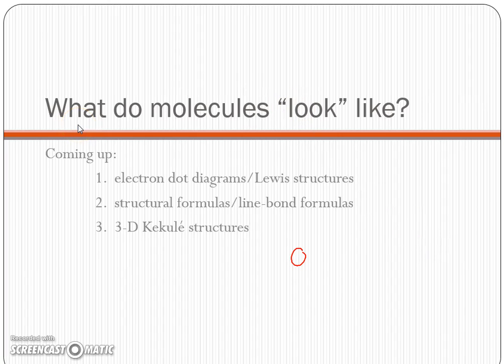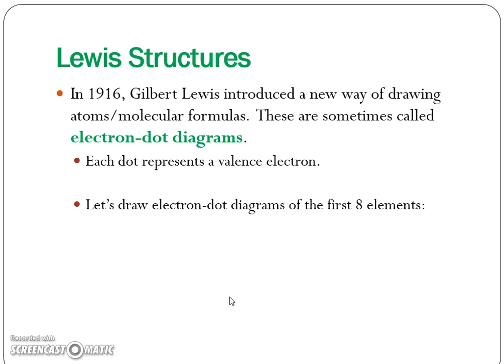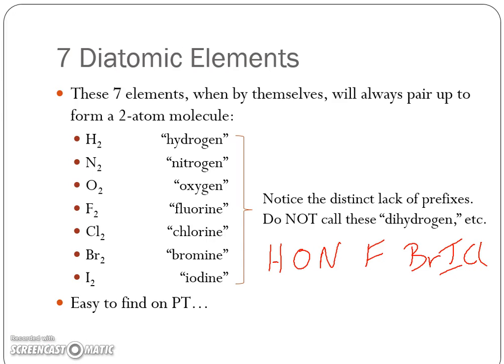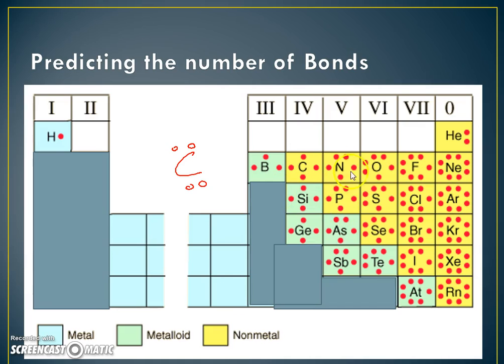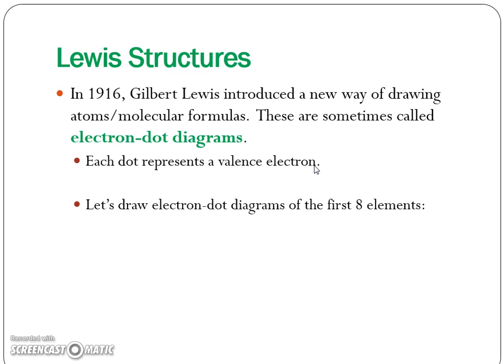All right, so what do these molecules look like? If things form bonds, how does it look when they do that? So we're going to talk about a few of these things. We're not going to get to the 3D structures by any means. All right, so Lewis structures. We've drawn Lewis dots before. You'll still hear me call them Lewis structures. You'll hear me call them dot structures, electron dot structures, Lewis dot structures. All of those things, I'm really talking about the same thing. Remember, each dot represents a valence electron. So these here are valence electrons.